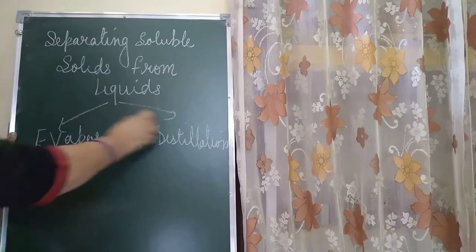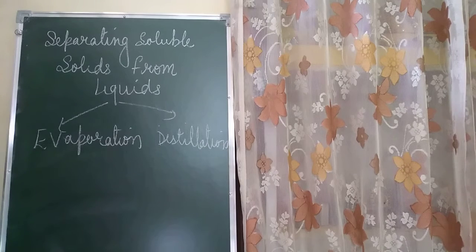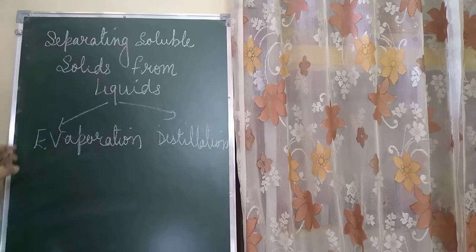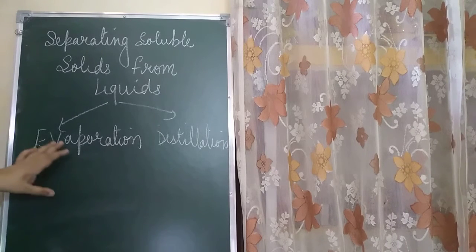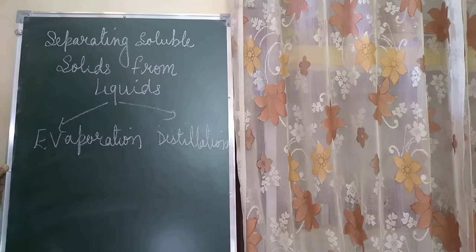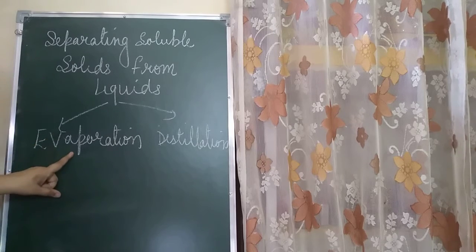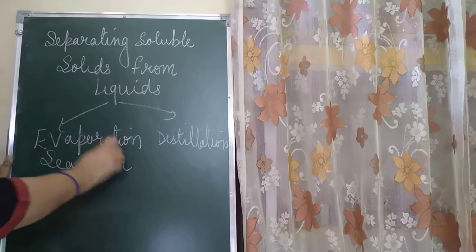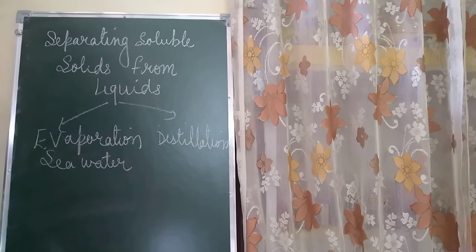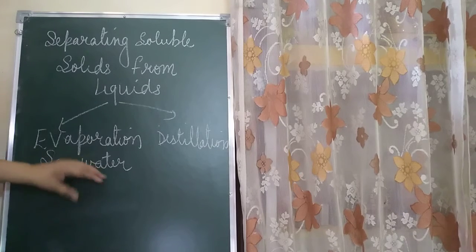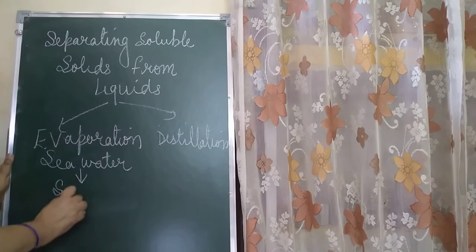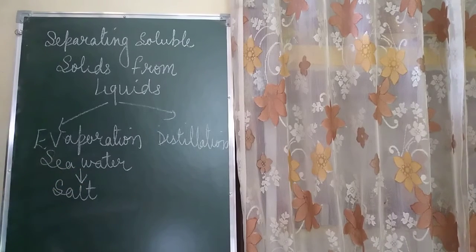Okay, evaporation and distillation. We can separate common salt dissolved in water by evaporation, children. As you know, sea water contains a lot of salt. The salt that we use in our food is mostly obtained by evaporating the sea water. Sea water is collected in shallow ponds and allowed to evaporate in the sun, and salt is left behind.